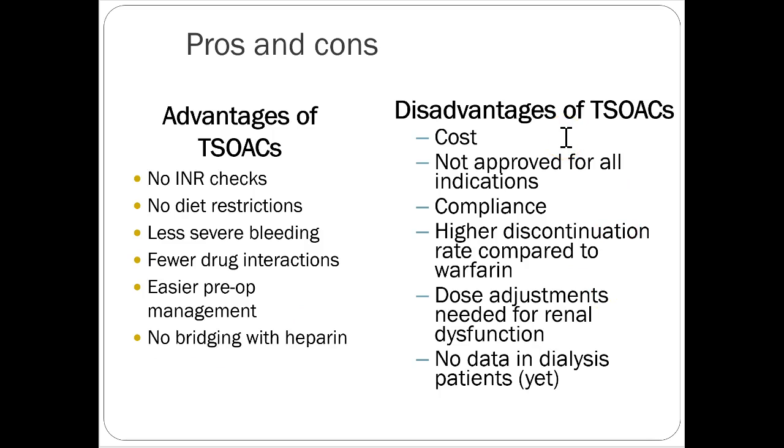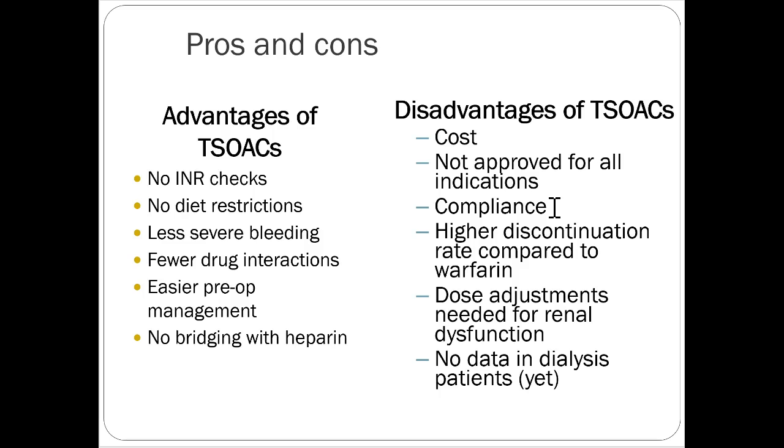Disadvantages: they're more expensive and not approved for every indication. Remember, our valvular AFib and renal dysfunction patients are still going to be on warfarin for the most part. Compliance, you might think, shouldn't that be an advantage? They're easier to take, you don't have all the food stuff. The problem with compliance is that if you miss one dose of this, you're basically not covered at all. If you miss a dose of warfarin, the circulating clotting factors are still suppressed for a couple of days after you miss that dose. So for people with issues missing doses, DOACs probably aren't a great choice. Warfarin's probably better for those patients.